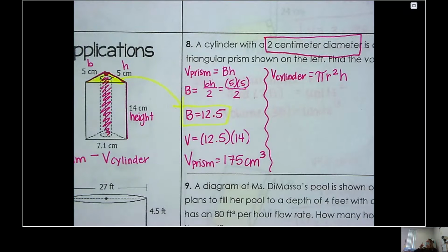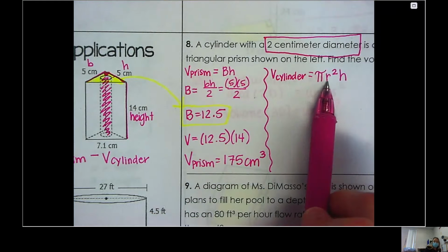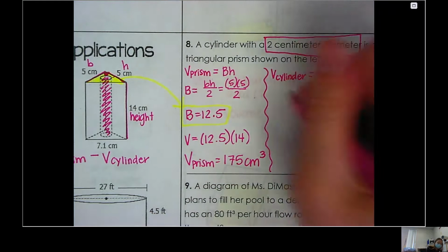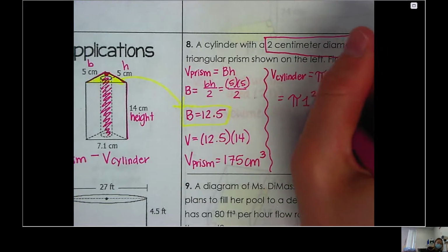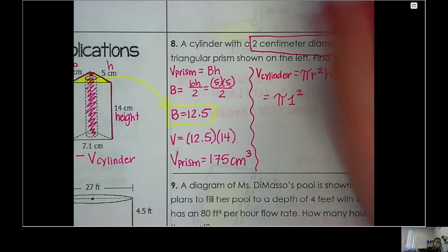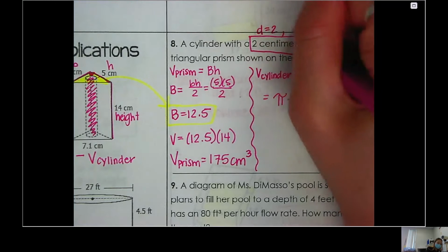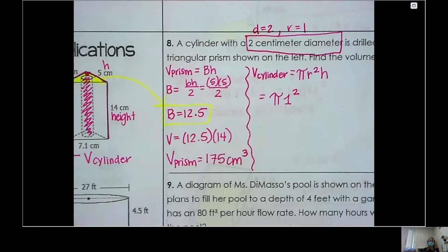What would the radius be? Radius is half of it, so the radius is 1. Half of 2 is 1. So your radius that you're going to plug in is 1. Look how easy that is. Right, so your diameter was 2, so your radius is 1. Okay, great. There's the radius.